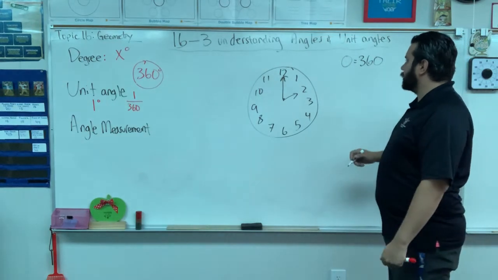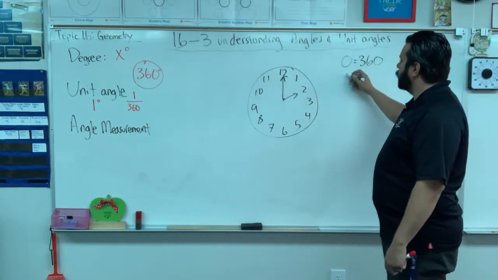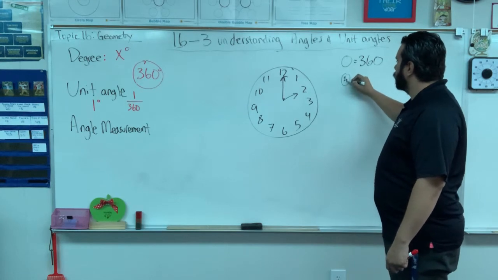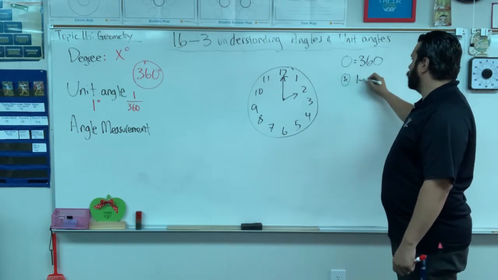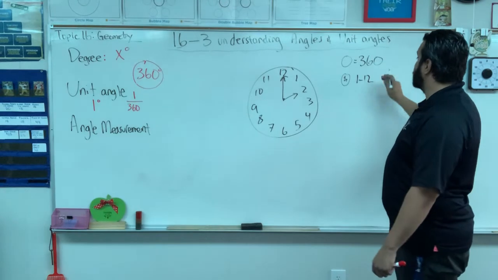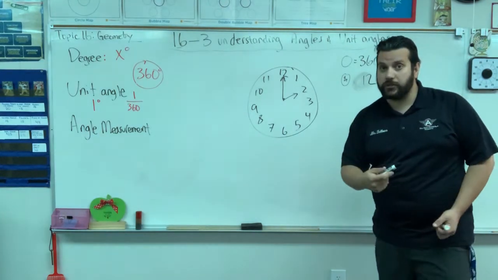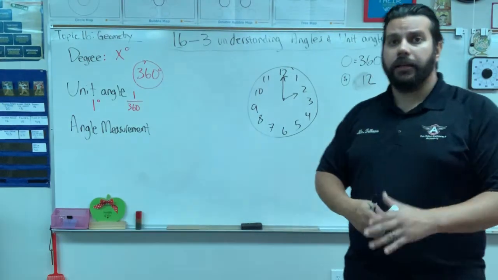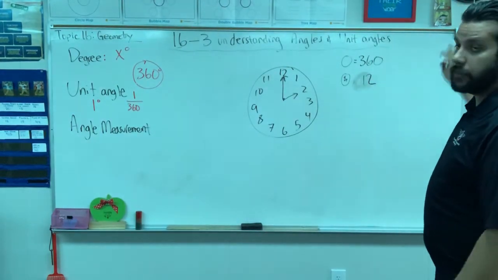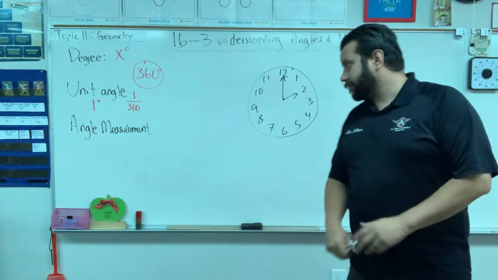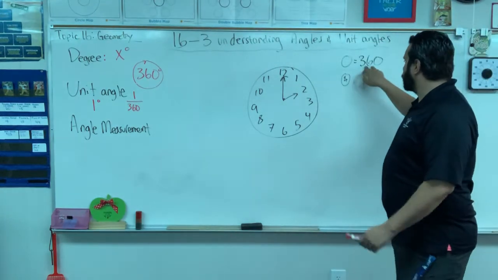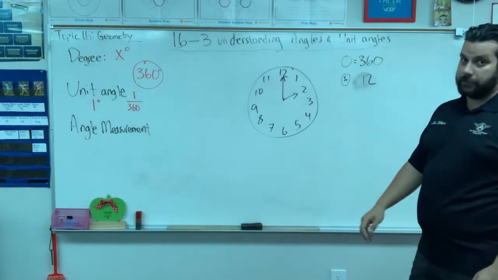So if a circle is 360 degrees, but I know a clock goes from 1 to 12, that means it has 12 divisions, 12 even divisions, right? They're not just randomly placed on the clock. Between every number on the clock is evenly split. So now I want to compare 12 and 360.